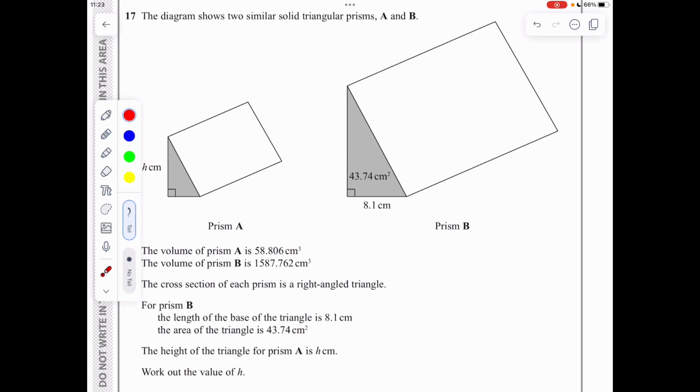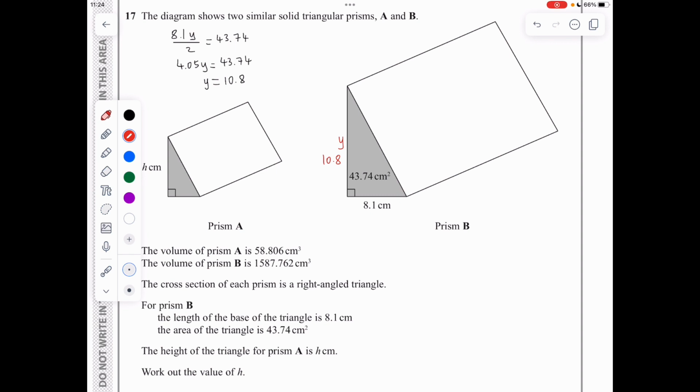I will call the height of prism B y. And I will simply say that to find the area of the triangle here is just base times height over 2. So 8.1 y over 2 is equal to 43.74. This means that 4.05 y is equal to 43.74. And if I divide by 4.05, I get that y is 10.8.